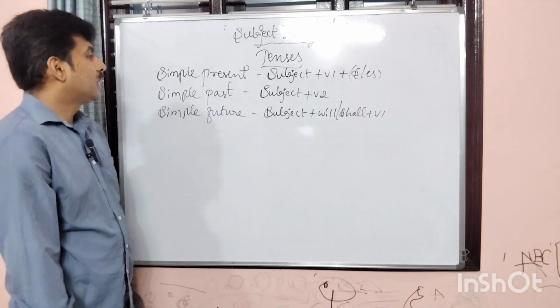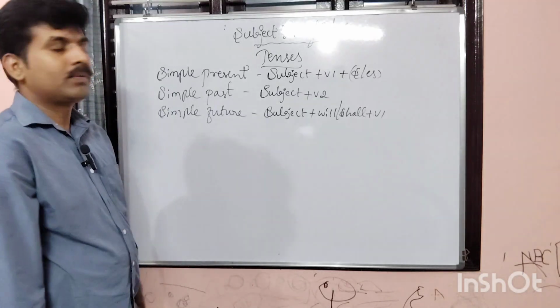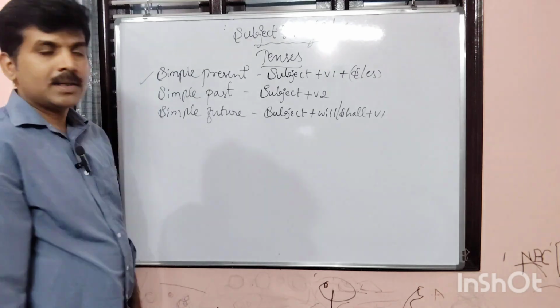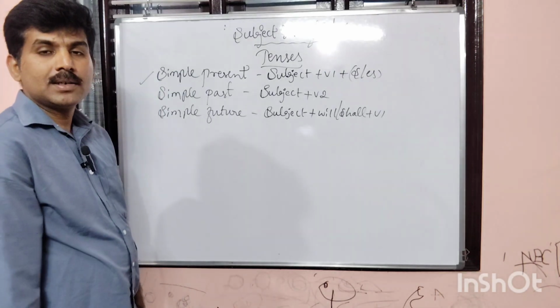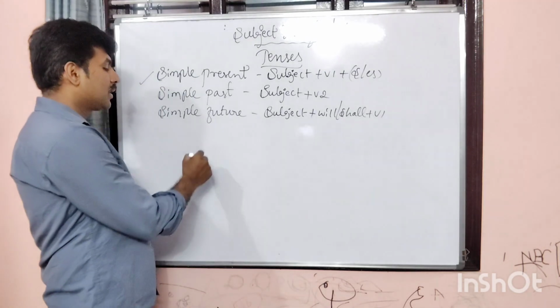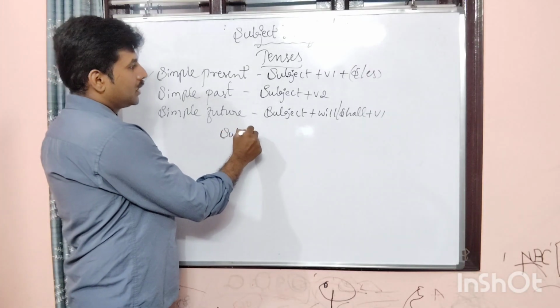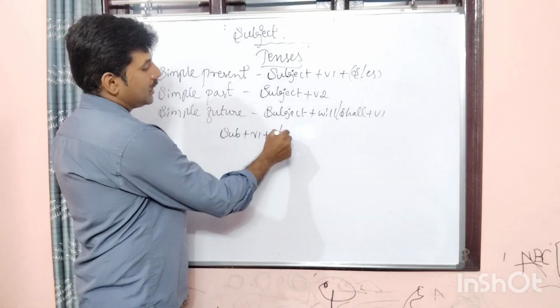How do we write these tense forms? Firstly, simple present tense. You may know that simple present tense explains certain situations. The subject is any noun or pronoun. The subject plus verb one plus S or ES.